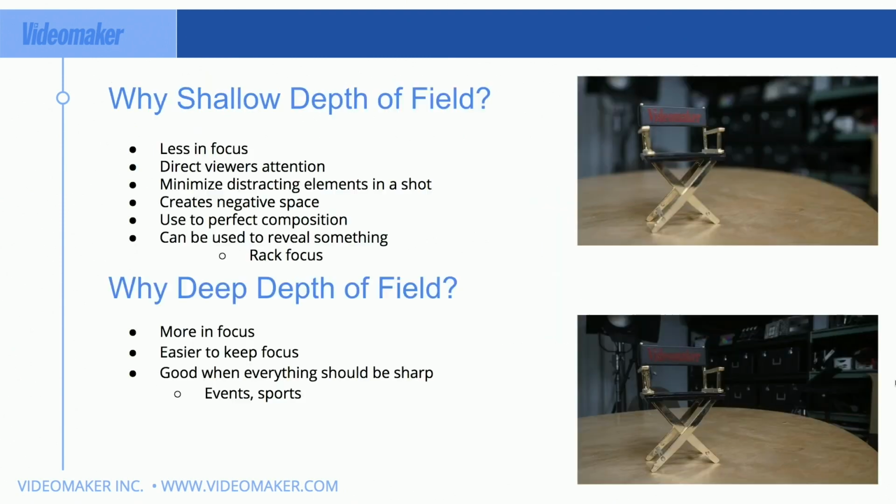So why shallow or deep depth of field? So why shallow depth of field? Less in focus, you direct the viewer's attention. There might be a lot of reasons why you're wanting to do that. It might be to direct your viewer's eye, to get them to only look at the thing that's in focus. It's going to minimize the distracting elements in your shot. Now, this is something that might be really helpful. I shot a lot of commercials in my past, and sometimes you were shooting in a direction that wasn't always neat and tidy, and shallow depth of field is going to help you hide that into the blur of the background, so that's real nice.